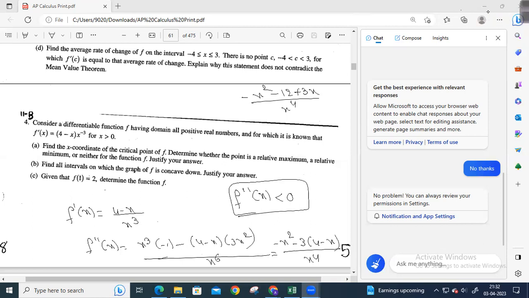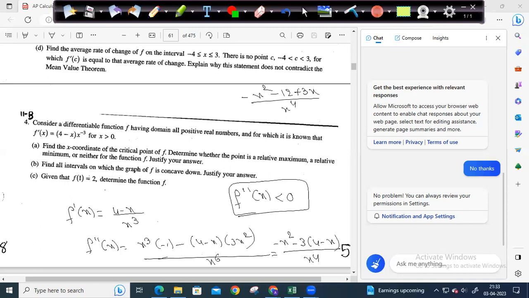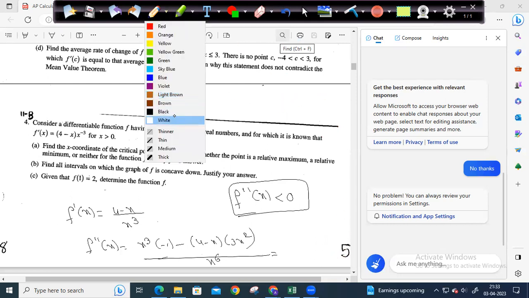Now I need to find f double dash x: x cube into minus 1, minus (4 minus x) into 3x square, by x power 6. I took x square common. If I take x square common, this is x. I made a small calculation mistake here, because this is making me trouble. So there's a small calculation mistake. Be careful. I'll erase this and I'll try to find something here.